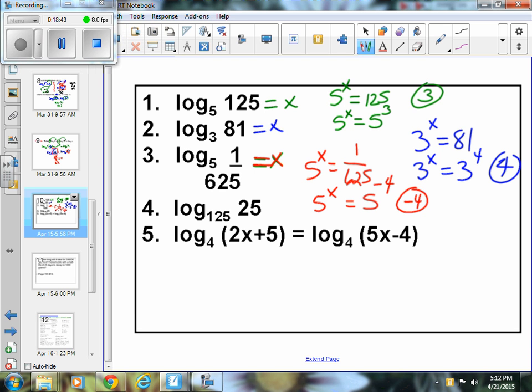So exponents can be positive or negative, remember. Or, like in number 4, let's see what happens here. Set that equal to x.